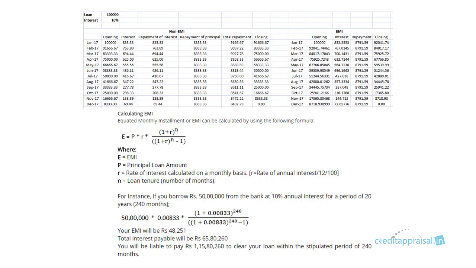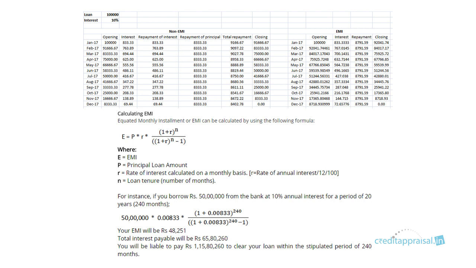If you see this example, here we are taking a loan of 1 lakh and we're giving two tables. The first one is non-EMI, the second one is EMI. Observe very carefully that in the case of non-EMI, the repayment is varying. It is initially starting at some 9,166 per month and it's changing to 8,402. However, in the case of EMI, it's the same 8,791.59 every month. This is the key difference of EMI.